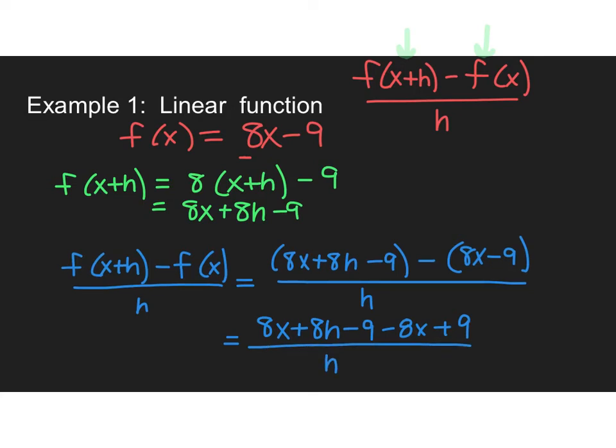At this point, we have a lot that we can cancel out. Notice we have a positive 8x and a negative 8x. We have a negative 9 and a positive 9. It cancels out, leaving us only the 8h over h, which then reduces to 8. Now it makes sense because we know that the slope of this linear line from the get-go was 8, and when we applied the difference quotient, we were able to get an answer of 8. Now this works really nice for us for linear functions, not quite as nice for quadratics.